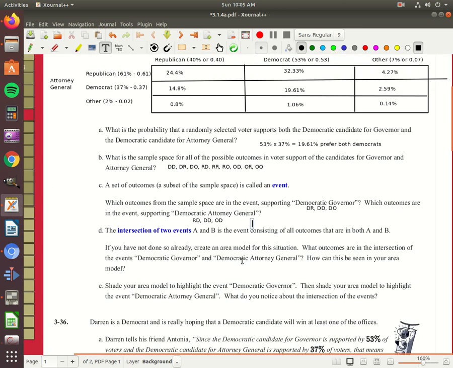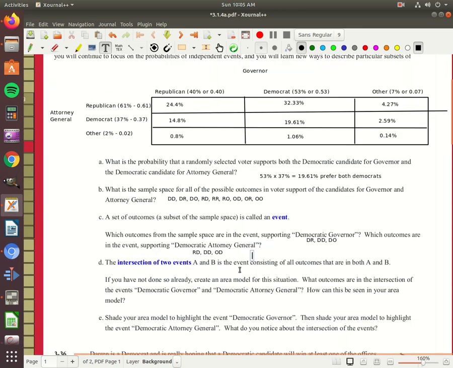All right, so it says the intersection of two events, A and B, is the event consisting of all outcomes that are in both A and B.